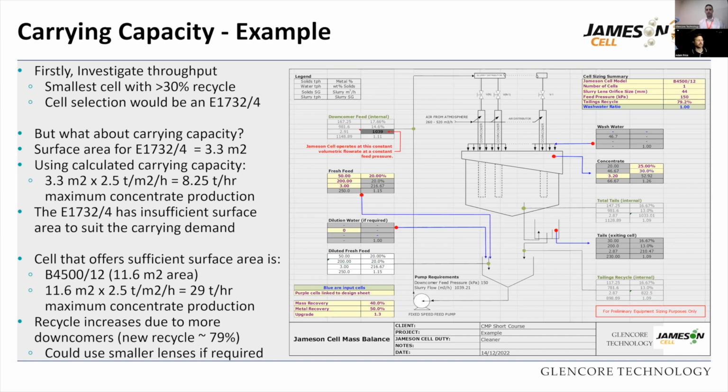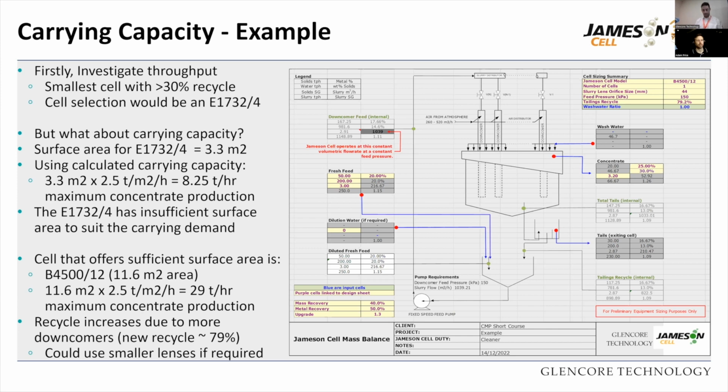And so again, using that same simple equation of timesing the surface area by the carrying capacity, we find that this cell should be able to produce a maximum of 29 tonnes per hour of concentrate, which covers that 20 tonnes per hour requirement based on design. Recycle has obviously increased in this scenario, and the new recycle now is looking at 79.2%, which is up at the higher limits.